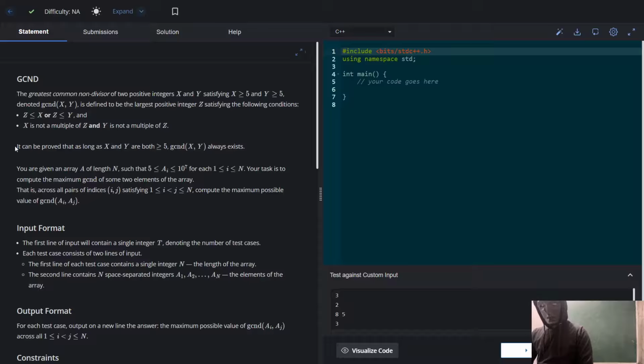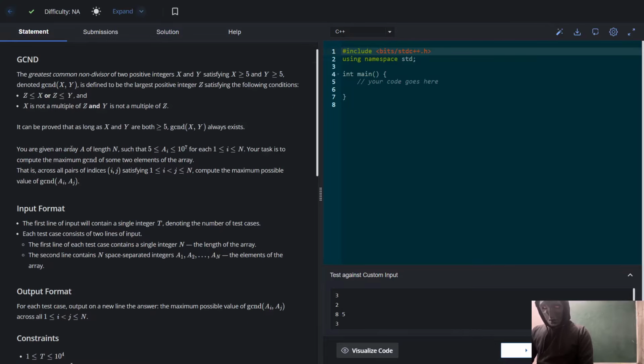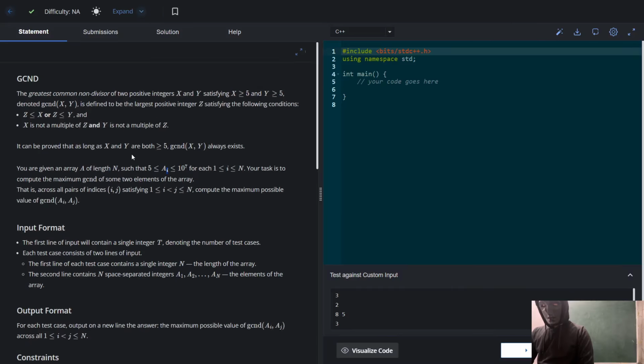They have given it as a statement, so we'll have to take this into consideration. You are given an array A of length n such that A_i is greater than or equal to 5, since they have said x and y both are greater than or equal to 5, so this condition will always be satisfied. That's why in the input the elements are greater than or equal to 5 and less than or equal to 10^7. For each i, it is one-based indexing. That's why they have said i is greater than or equal to 1 and less than or equal to n.